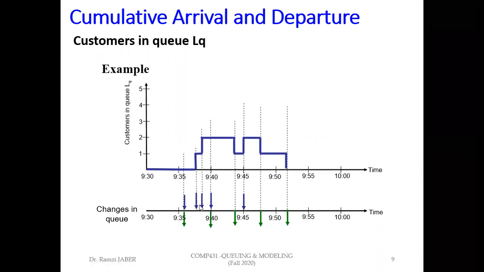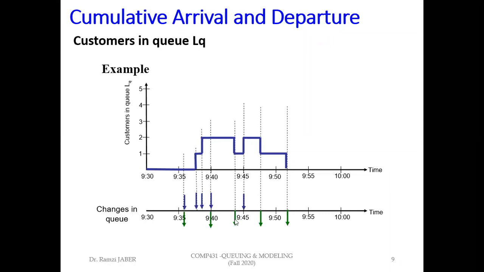So we have here three minus one, two. So we have two customers still waiting in the queue. Then at 40, customer four arrived and customer two exits from the queue system. So four minus two equals two, it will remain two.